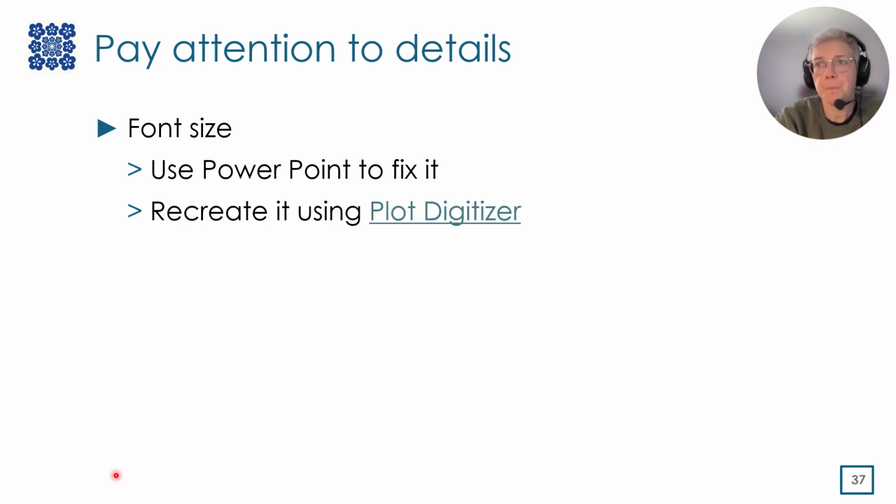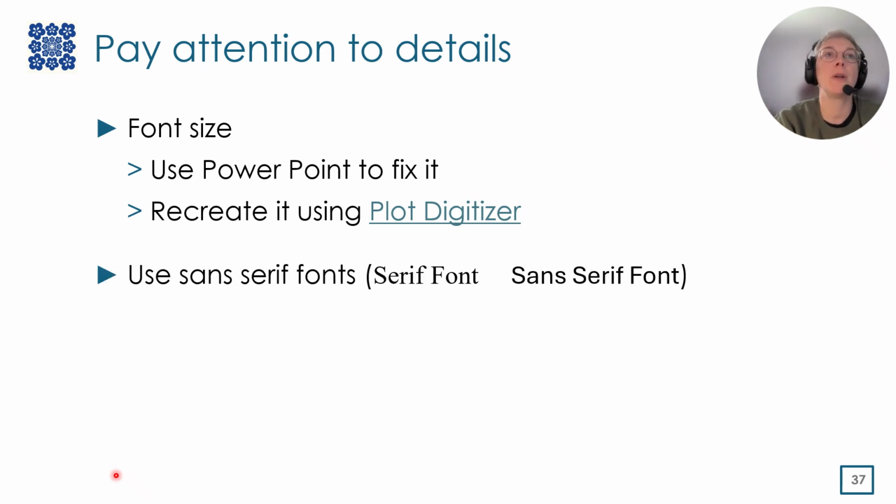Another option is to just recreate your plot. One way to do that is to use the online website Plot Digitizer. Basically you can import a plot and you have a few parameters to put in, and it's going to spit out the data that's underlying that plot. So you can use that data and go back to, for example, Excel and recreate a full graph now with the proper font size. So Plot Digitizer, really nice tool.